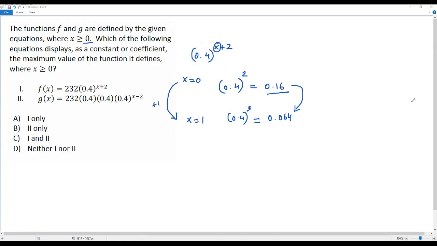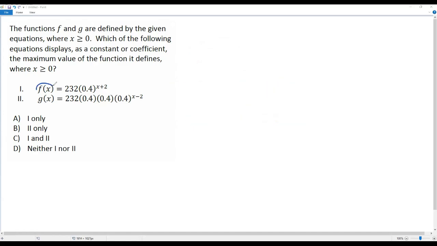Here the exponent will have its minimum value when x takes 0, because 0 is the minimum value for x. Now to get the maximum value for the function f of x, we have to plug in the minimum value of x, that is 0, so that the exponent has a minimum value and this power is maximum. When the maximum value of this power is multiplied by 232, we get the maximum value for the function f of x.